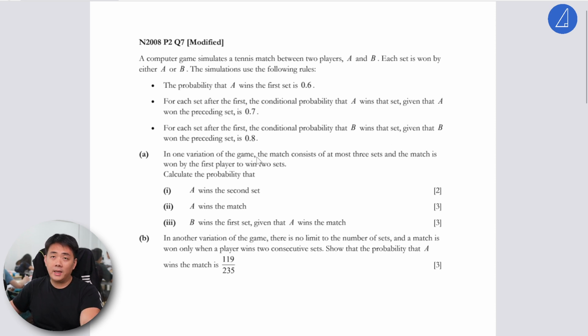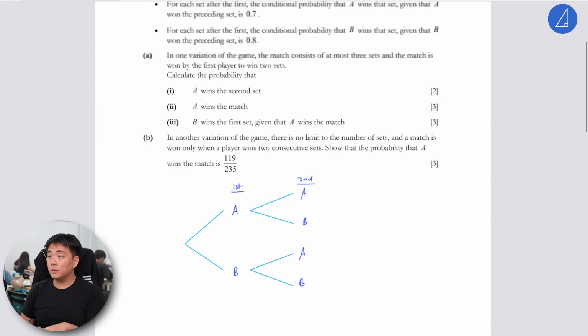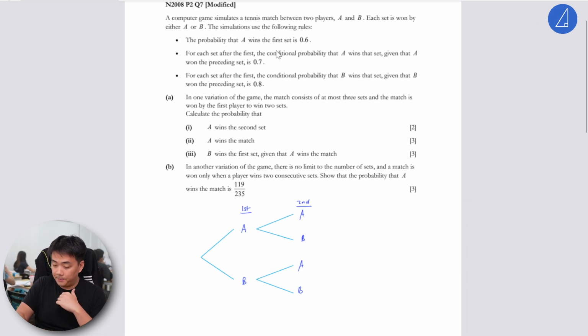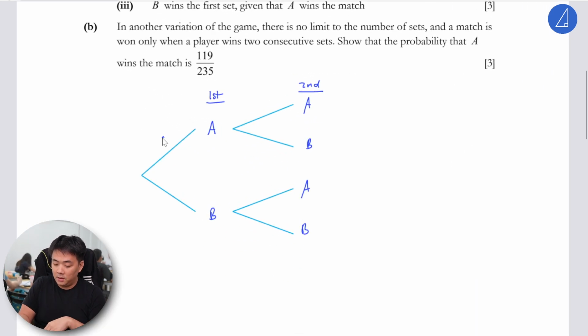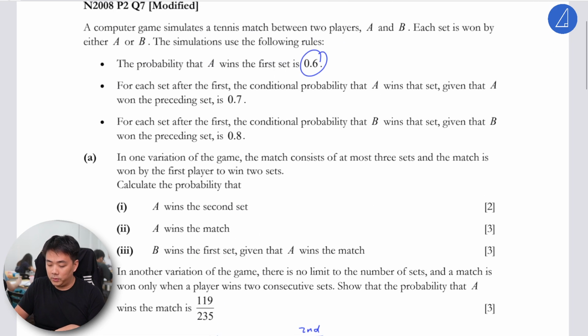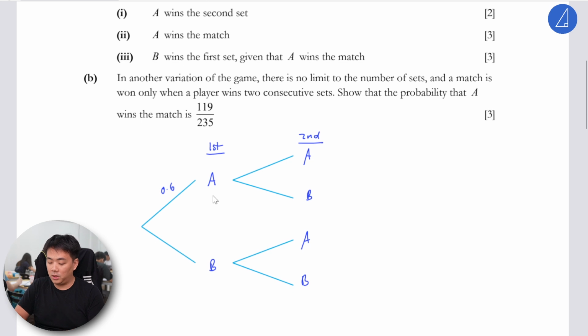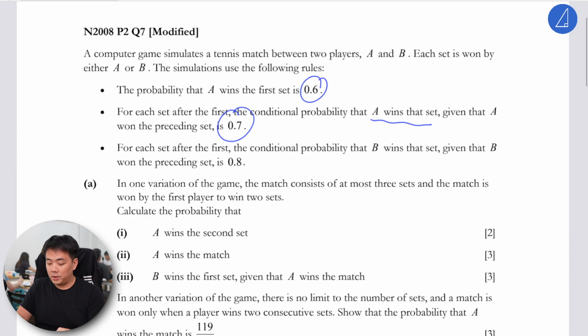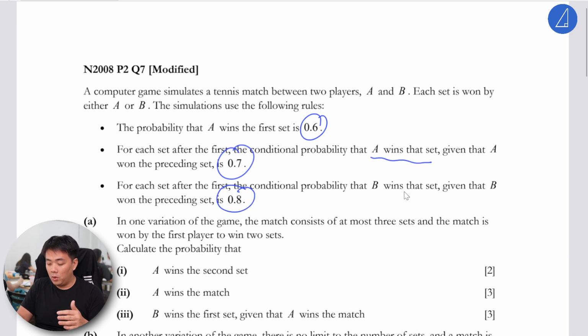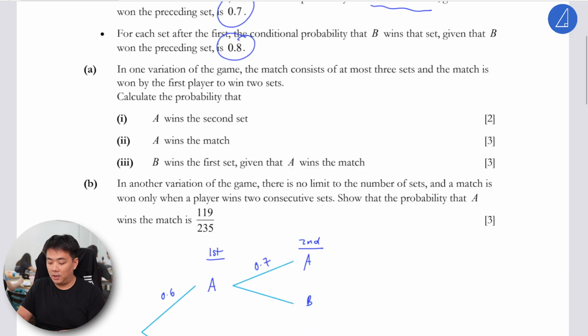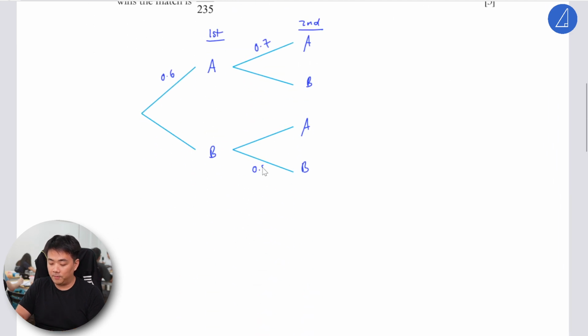Okay, great. Now, I think the main thing is to draw a tree diagram first, then try and understand what's going on. So this is a tree diagram here. A wins the first set is 60%, so this will be 60% here. Then we are told that the probability that A wins the subsequent set, given that A won the preceding set, so when he won here, this will be 0.7. Then if B won the preceding set, he would have won. This is 80% here.